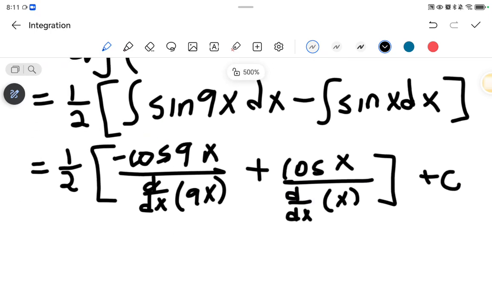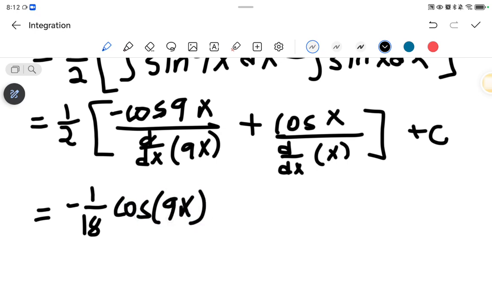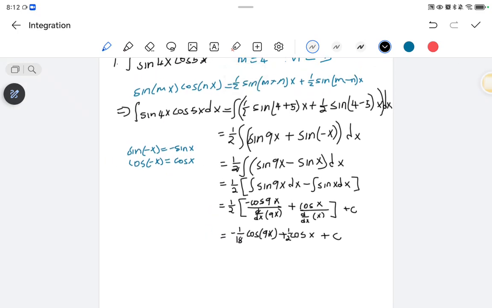Avoid these things of c1, c2. I saw some people still using those when they send me their solutions, and I say that you should avoid them. So when I multiply these two inside, I'm going to get minus 1 over 18 cos(9x), because the derivative of 9x is 9, right? Plus 1 over 2 cos x plus c. Any question? So we know that this is the integral of this function. If you have any question, you can ask. If not, we can proceed.